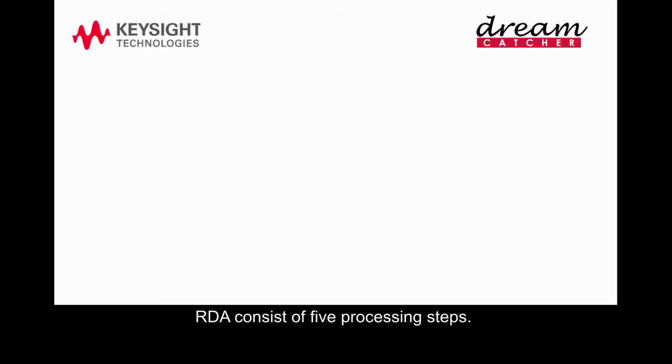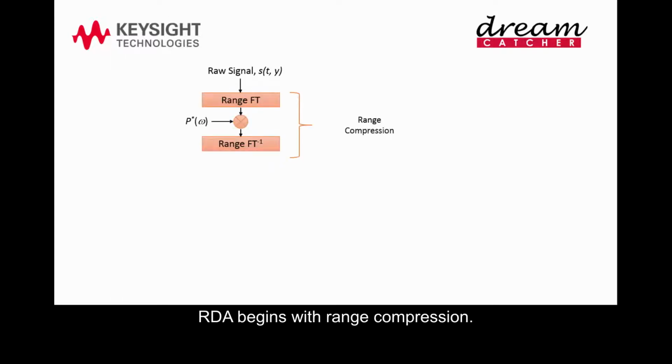RDA consists of 5 processing steps. Initially, the SAR signal is expressed as function S. RDA begins with range compression. In this process, the raw signal is Fourier transformed and multiplied with range reference function P, which is known as range match filtering. After range match filtering, the range inverse Fourier transform is performed.